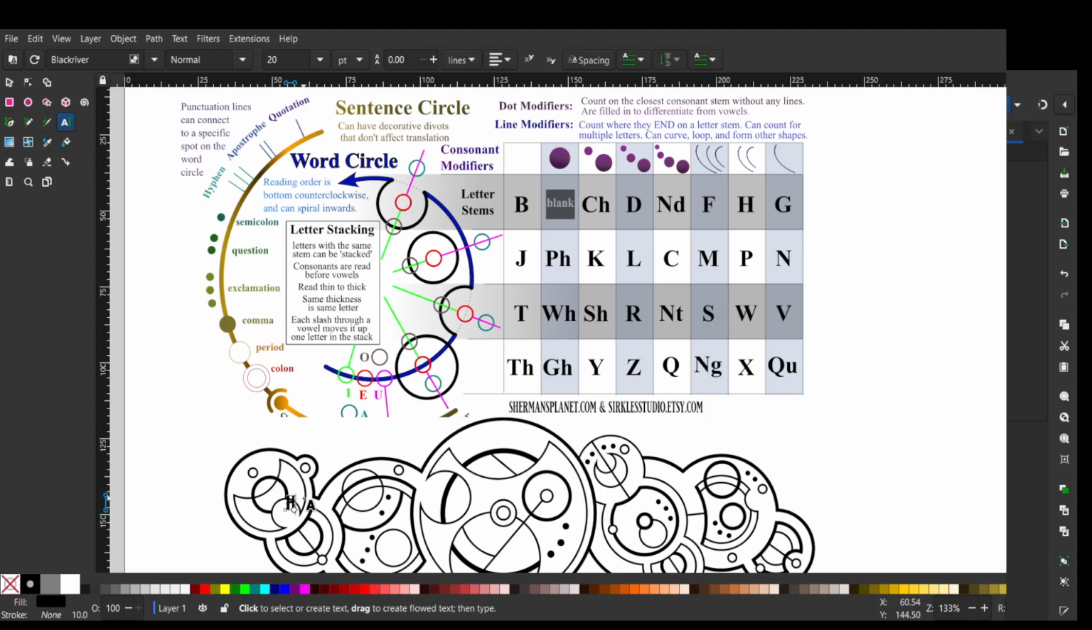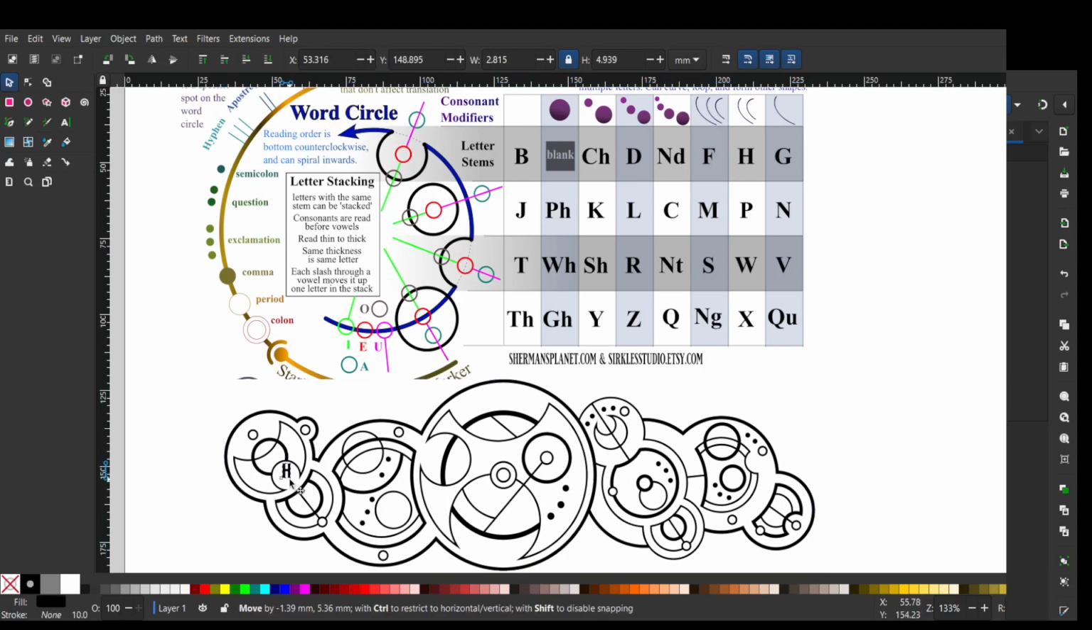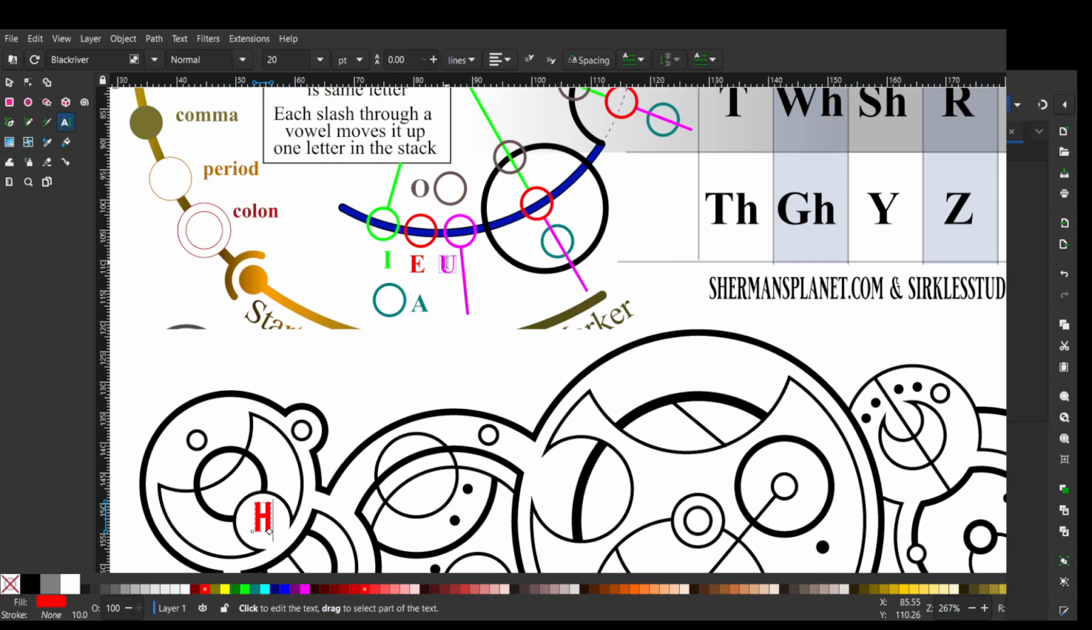And then we have this vowel, and it's a little circle. Vowels are little guys, and an A is outside our word circle. Okay, so an A is outside our word circle, and that makes that an A.